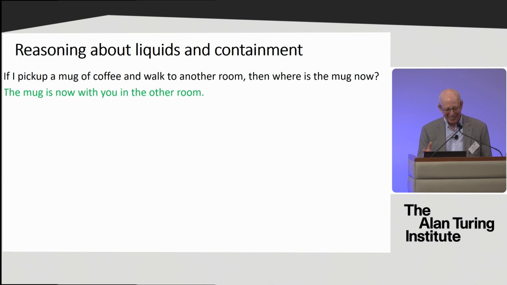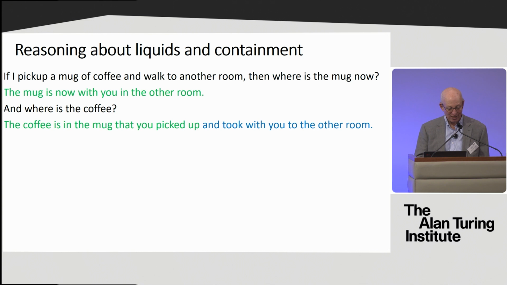So if I now pick up my mug of coffee, walk to the other room, where's the mug? Mug is with you in the other room. Great, that's good. This is the classic problem in AI about what happens when you move, and the other things you're carrying move. Where's the coffee? The coffee's in the mug.